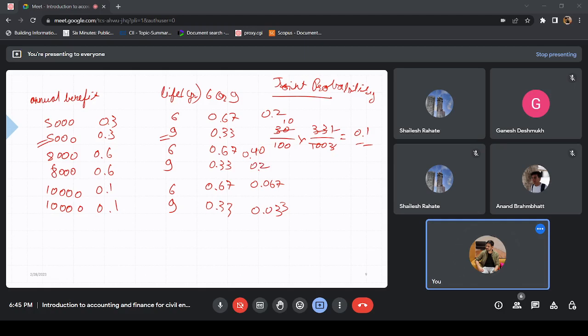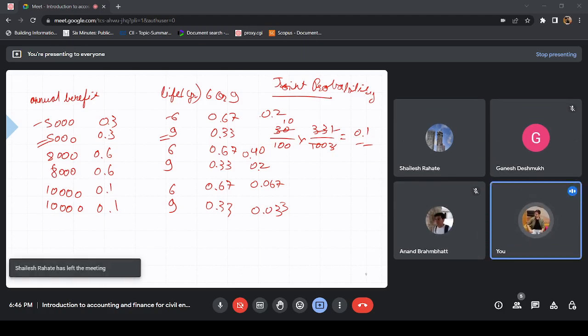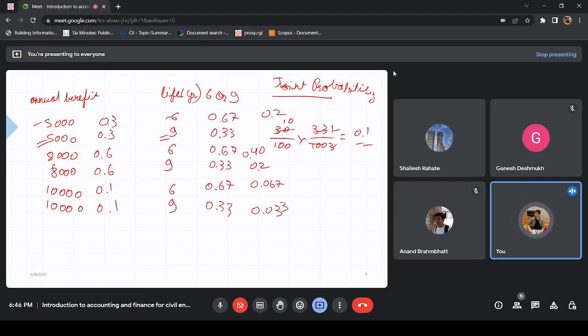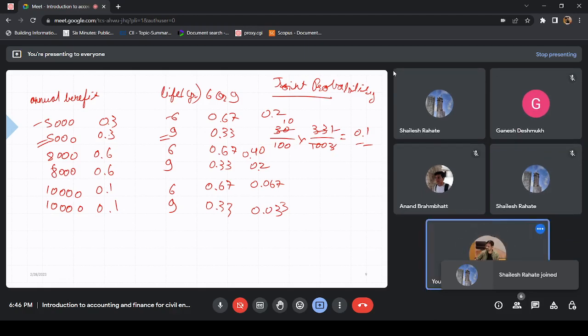So for each of these events, like for annual benefit of 5,000 and for life of 6, you can calculate the NPV, right? And for that NPV, you have got the joint probability. So just multiply them and add them, so you will get the expected value. And this value will be different from the previous one calculated. So which of these values is correct? I mean, you are getting two different expected values. They are very close to each other, but still they are different. So which one of them would be correct?